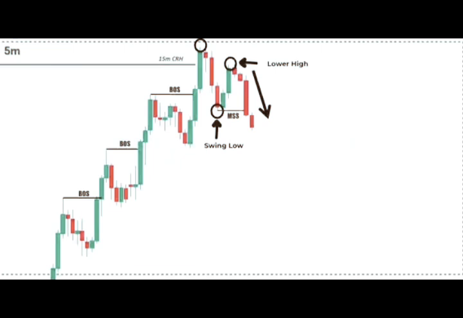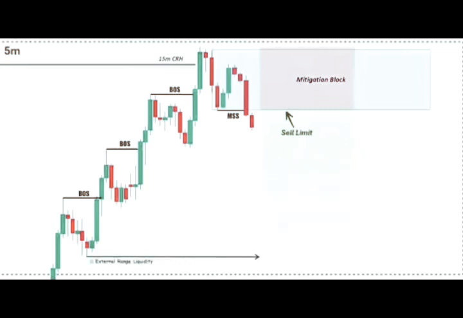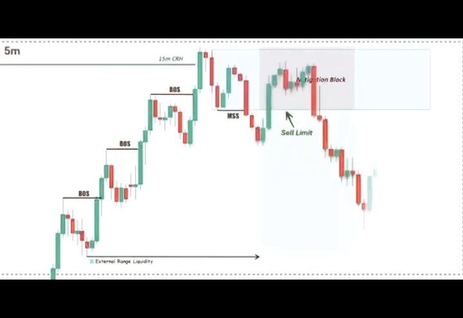In this case, the mitigation zone becomes the last down close candle, or series of down close candles, formed between the first swing high and the swing low. Then we place a sell limit order at the lowest point of that mitigation block, with the stop loss a few pips above the nearest swing high, and wait for the price to retrace into the zone.